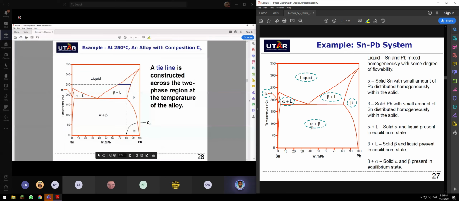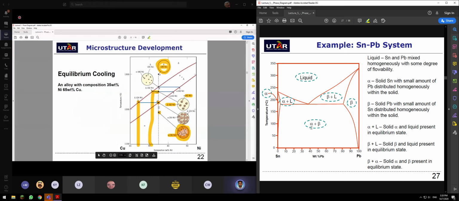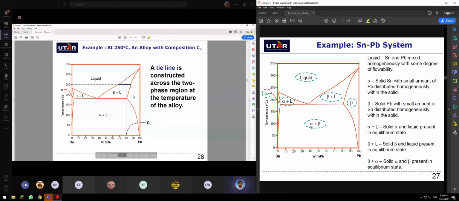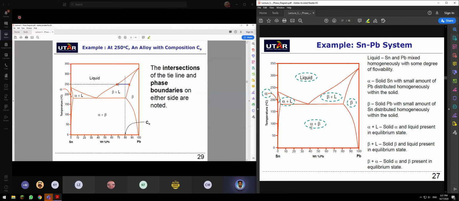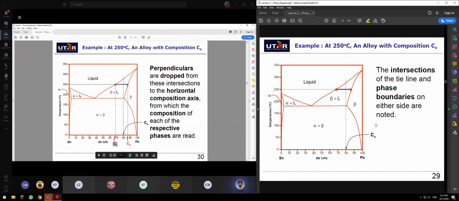So remember the lever rule, as I mentioned to you. The same thing applies here. For example, at 250 degrees Celsius, for an alloy with a composition of C0, a tie line must be constructed so that you have the liquidus line and solidus line, and find the composition at the liquidus line and also the solidus line. Here is more of a beta region, here is more of an alpha region. So at the intersection of the phase boundaries on either side, you have a composition of liquid, beta rich, and a composition of solid, which is beta rich.